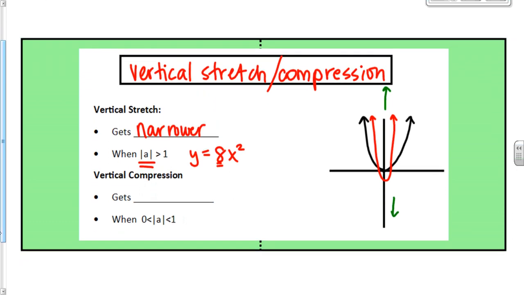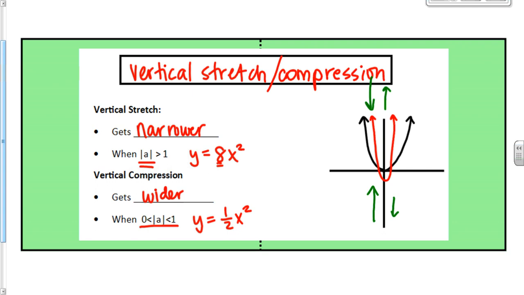The other situation we have is a vertical compression, and that is when it gets wider. And that is when a is in between 0 and 1. So for example, y equals 1/2 x squared, right? 1/2 is in between 0 and 1. When that's happening, you are vertically compressing it. So my arrows are still occurring vertically, so I'm going to push from the top and push from the bottom.